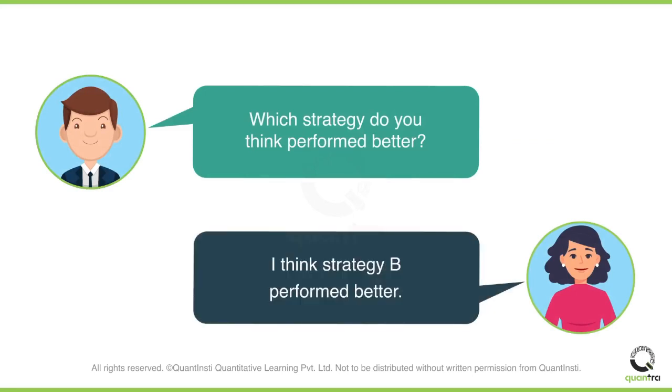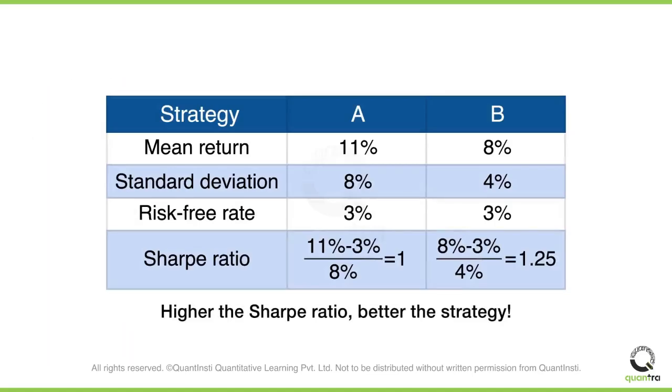Sophie tells John that strategy B performed better, because even though the return generated by strategy B is lower compared to strategy A, strategy B takes a lower risk, and hence generates higher returns per unit of risk, as indicated by the higher Sharpe ratio.